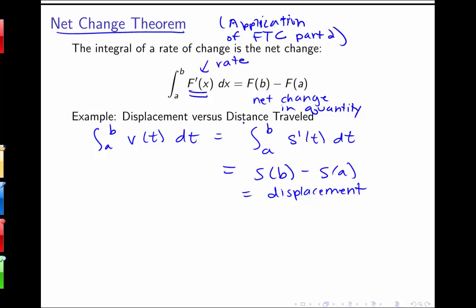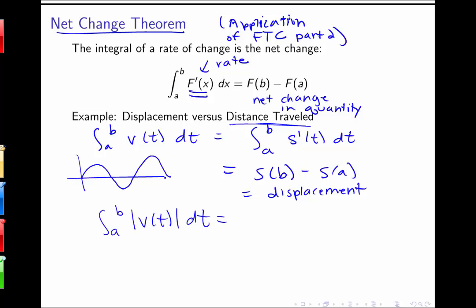If, on the other hand, I wanted to be considering the distance traveled, I'd have to look at the integral from a to b of the absolute value of v of t. Because what the integral from a to b of v of t is taking into consideration is where velocity is positive and negative. So if velocity is positive and then becomes negative and then becomes positive again, and this is my y equals v of t, and I'm going from a to b here, then this integral is going to represent that net area, or that net change in position. So it's going to take into account going forwards and backwards, but just look at my total displacement.